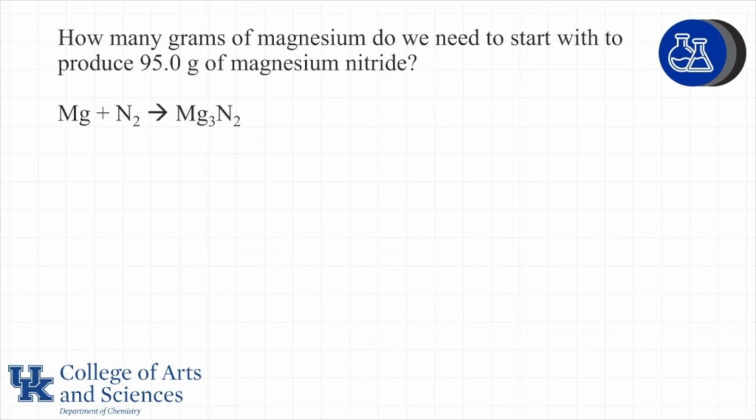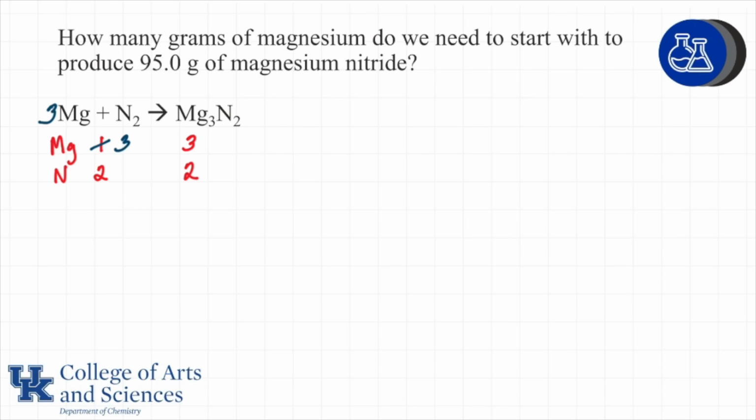How many grams of magnesium do we need to start with to produce 95 grams of magnesium nitride? First, we need to check that we have a balanced equation, which this one is not. So I need to figure out how many of each atom I have on each side. I see that my nitrogens are balanced, but my magnesiums are not. I need to put a 3 in front of magnesium, which gives me a balanced equation.